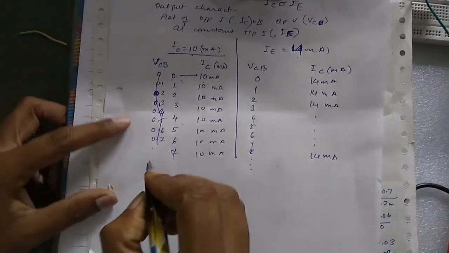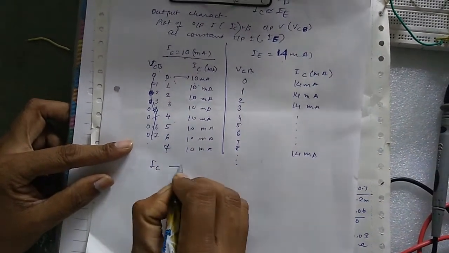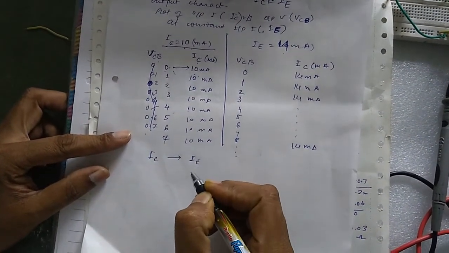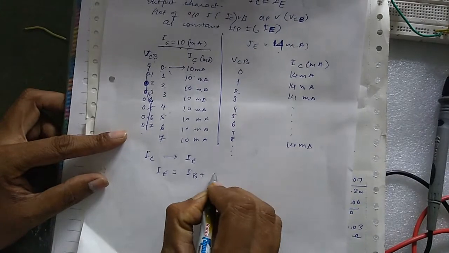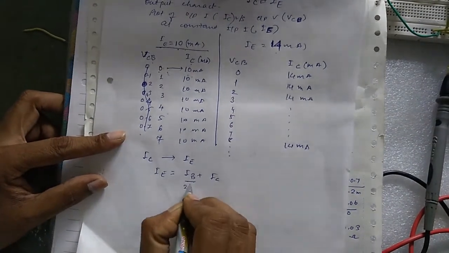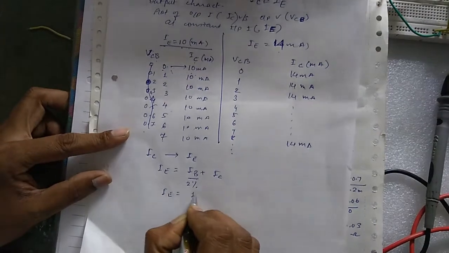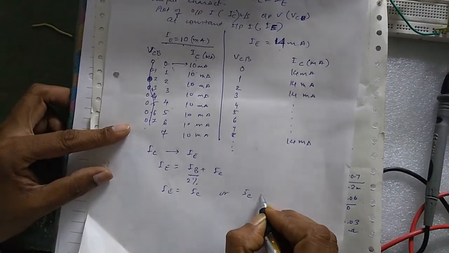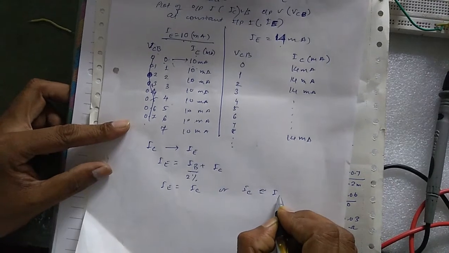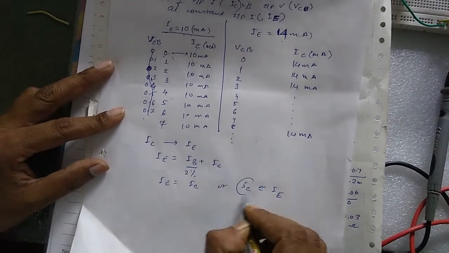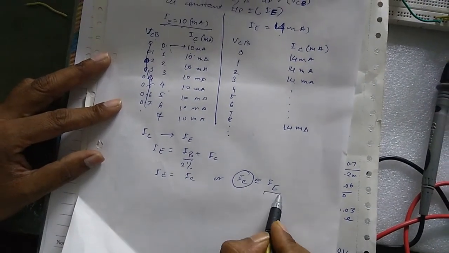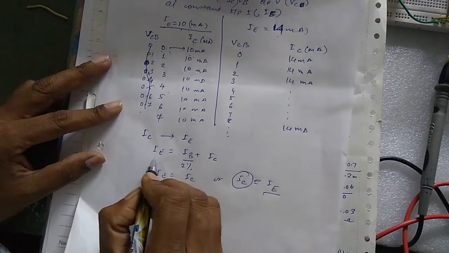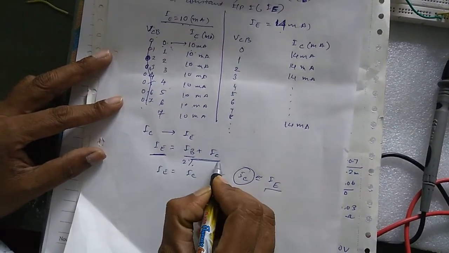So what is our observation now? Output collector current follows input emitter current. This is because we know that emitter current is equal to base current plus collector current. Base current is only 2%, so emitter current is equal to collector current, or we can write collector current is approximately equal to emitter current. The value of collector current will never exceed emitter current because of Kirchhoff's law, the input current and output current must be equal.